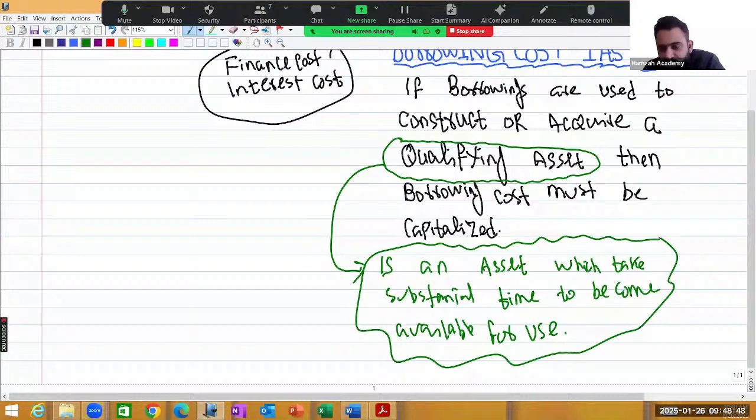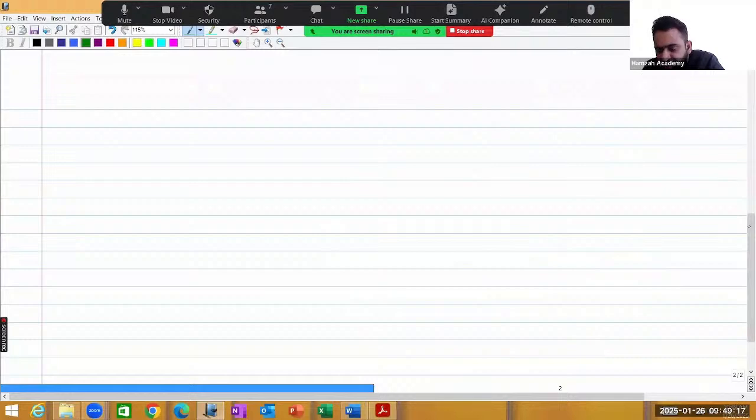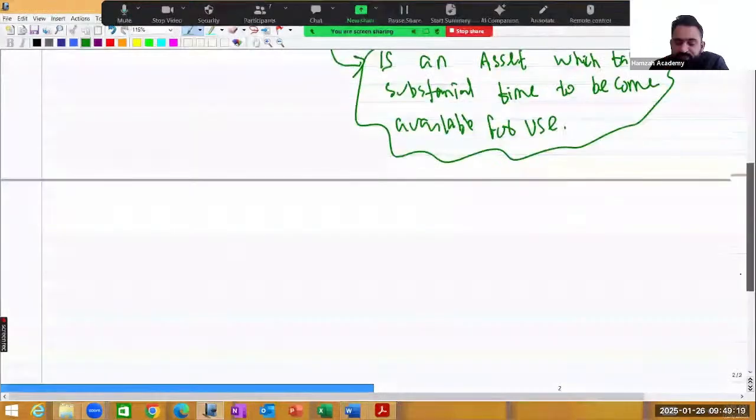Or an inventory which needs substantial time to become available for sale or for use, that is also a qualifying asset. And if we are using borrowing or loans to construct, acquire or produce a qualifying asset, then the borrowing cost on that loan will be capitalized in the cost of the asset. Then the borrowing cost would not be expensed out.